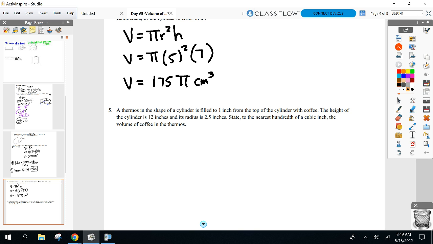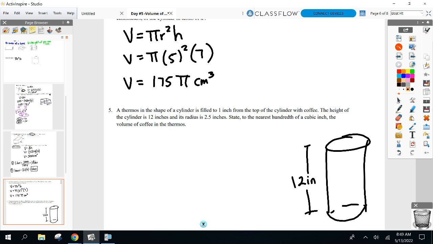Well, we're going to fill it with coffee, but notice we're going to fill it to 1 inch from the top. So we're not filling it all the way. I give you the height and the radius. How much coffee is in the thermos? Not what's the volume of the thermos, volume of the coffee in the thermos. It's 12. What's the height of 12 inches? But again, we're only going to fill it 1 inch from the top. How much coffee is in there?